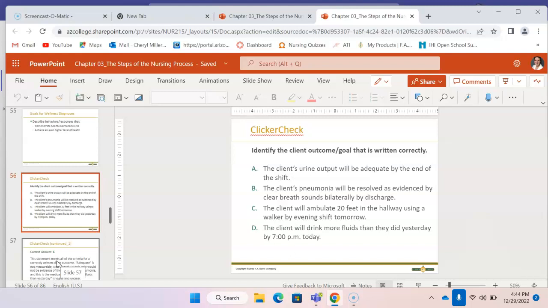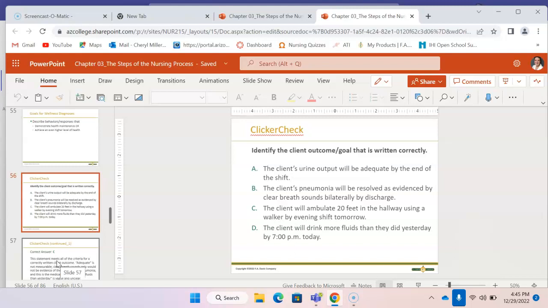So identify the nurse client outcome goal that is written correctly. The client's urine output will be adequate by the end of the shift. What does adequate mean? That's not specific enough. The client's pneumonia will be resolved as evidenced by clear breath sounds bilaterally by discharge. Okay, but I could do better. What if it's not? Is pneumonia going to clear up by discharge? They usually get discharged in 2 days.